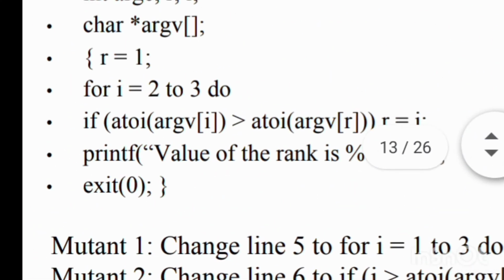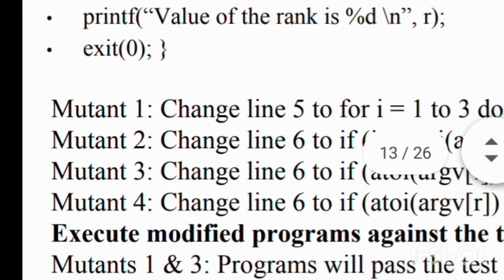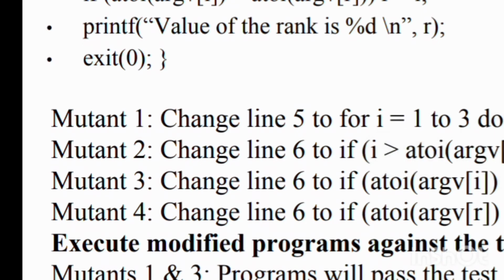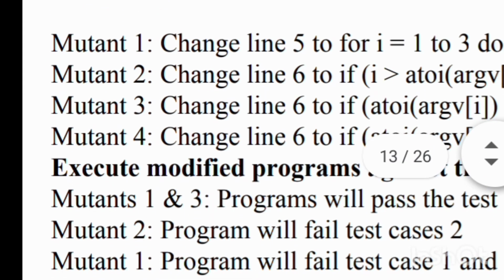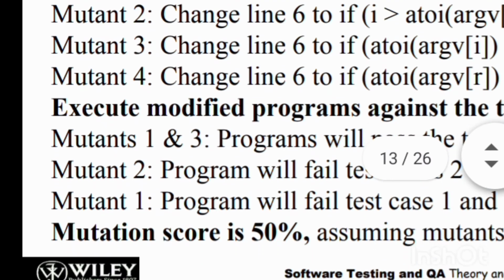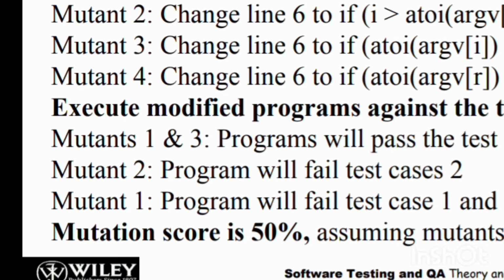Consider the following program. This is a simple main program with arguments: int argc, char argv, and int args or I. Arg is a character variable declaration. R equals 1, I equals 2 to 3 do.